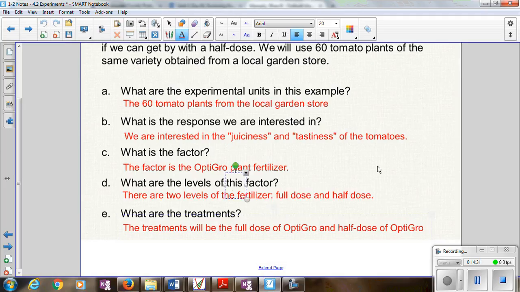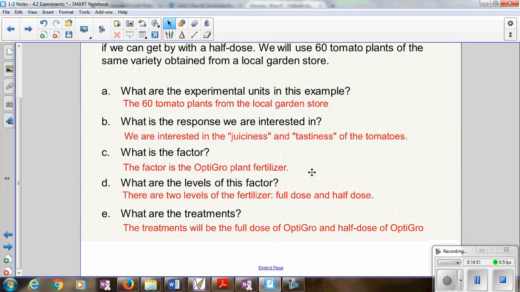So we've got the full dose of the fertilizer along with half the dose. And again, we don't know what constitutes a full dose, but in any case, it would be the full dose and the half dose. Those would also be the treatments, because those are the only two options we're going to have. We might also want to consider a control, and we'll talk about that in a little bit as well.